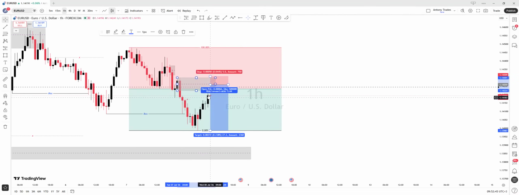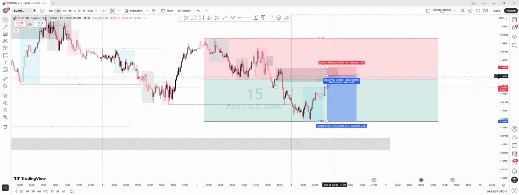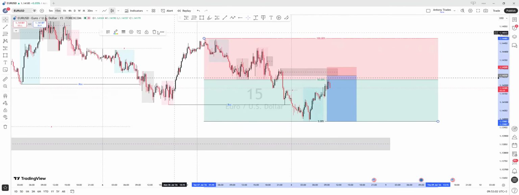So it means market can fail to come to this 15 minutes order block and decide to react from this 1 hour order block. So if it happens like that, well and good, there is no problem with that. Okay, we are seeing a very strong rejection from that daily, not daily, but 1 hour order block.